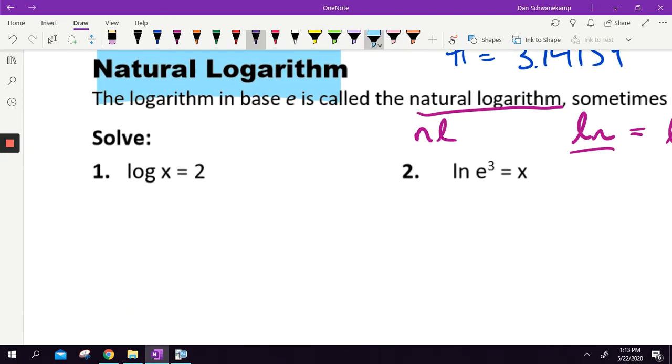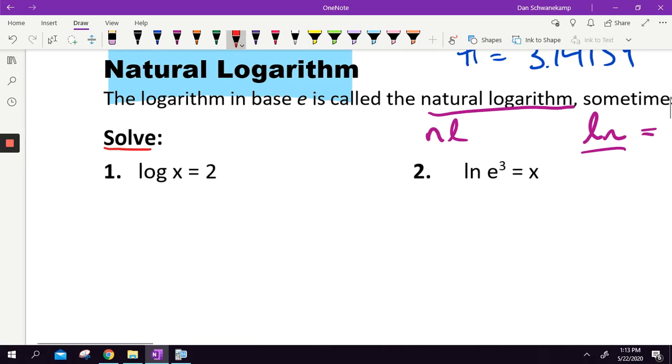So log of x is equal to 2. If I want to solve it, I don't like logs, so I want to get rid of the log. In the past, we've had log base 3, and if it said log base 3, we know how to get rid of a base of 3. We're going to raise both sides to have a base of 3.